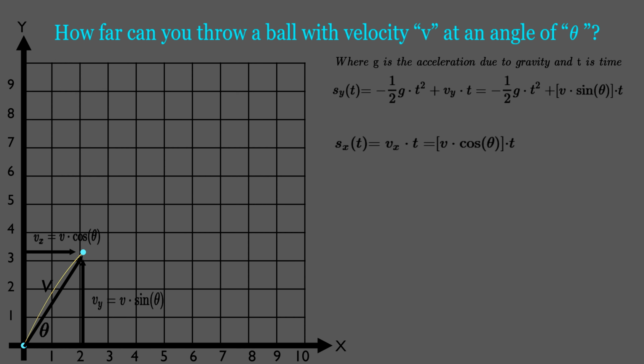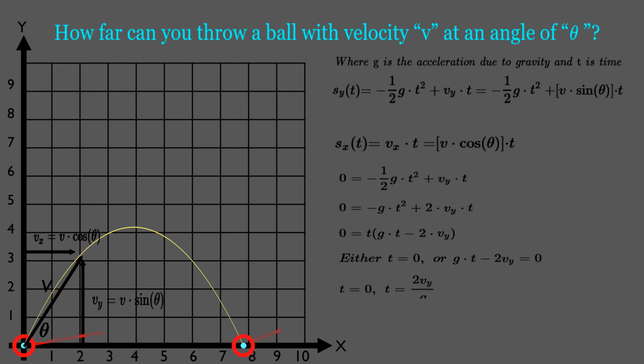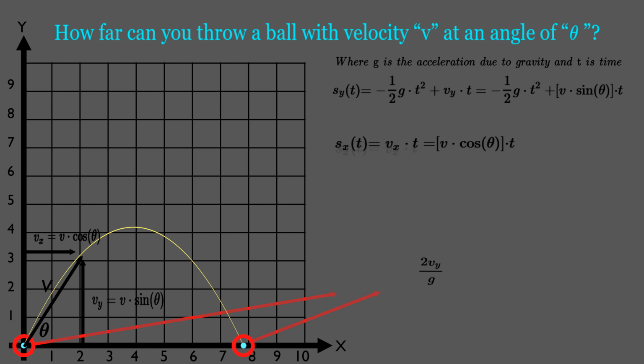Now we have a few equations and a few unknowns. We want to know when the ball hits the ground, which means that our y value is equal to 0. So we can conclude that 0 equals negative 1/2 gt squared plus vy times t. Doing some algebra, we can eventually get to t equals 2 times vy divided by g. We can take this time value and plug it into our x equation to get the distance that the ball travels. This gives that our x distance is equal to v sub x times 2 v sub y divided by g.